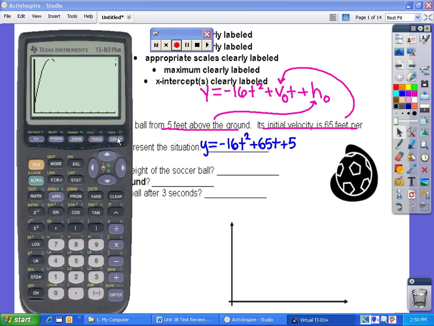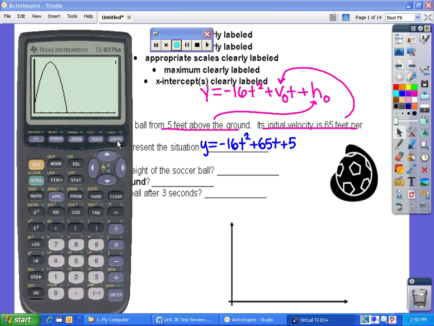Now when you press graph, you should see that you have the whole graph, but there's some of it that's missing up here. So, because there's some missing up there, I'm going to change my window back and make it 75. So now I can see the entire graph.